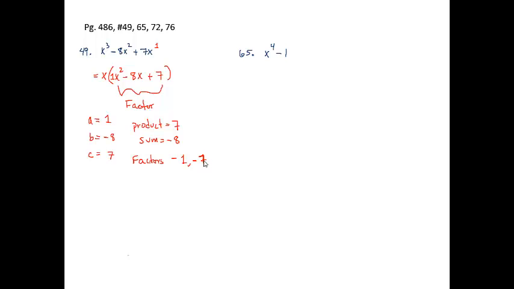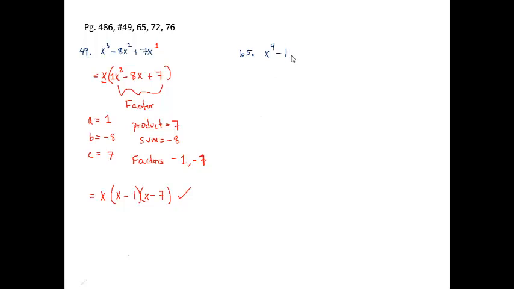Now, since my leading coefficient is a 1, I can just take these factors and write out my entire answer. Do not forget the x is on the outside, so he's still there. And then it literally is x minus 1 times x minus 7. And you look inside each group. Do they have anything in common? Nope. Anything in common? Nope. So this is factored.